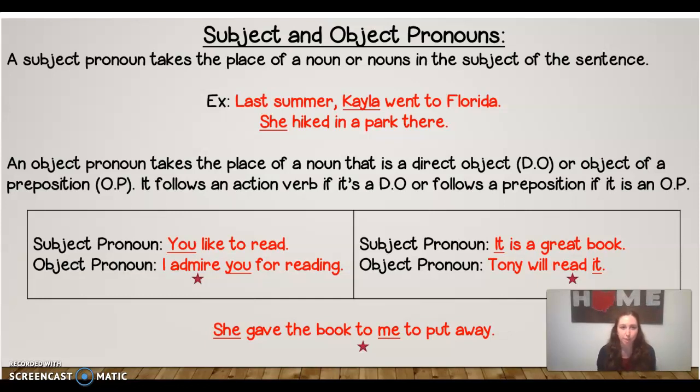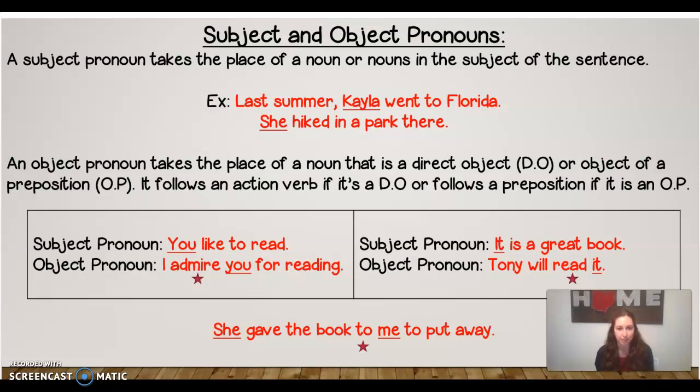A subject pronoun takes the place of a noun or nouns in the subject of a sentence. In the slide before this, you should have copied down a chart in your journal. This is the first column for our subject pronouns. You may have seen I, you, he, she, it, we, you, and they.